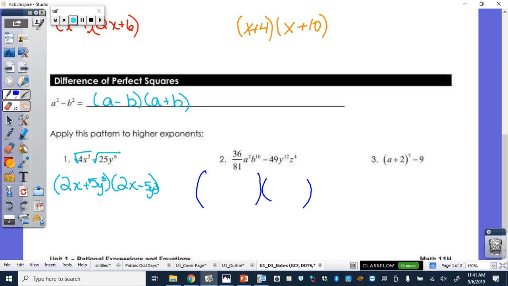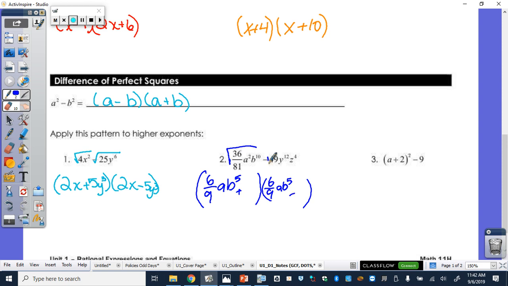So if we take the square root, what's the square root of 36? And then the square root of 81? So it becomes 6 over 9. And then we got ab to the 5th. Then over here, 6 over 9, ab to the 5th. I didn't give myself very much room. Oh well.